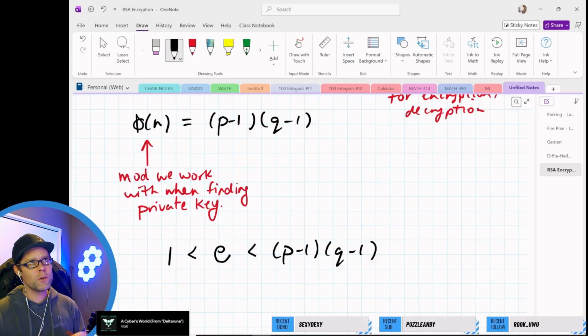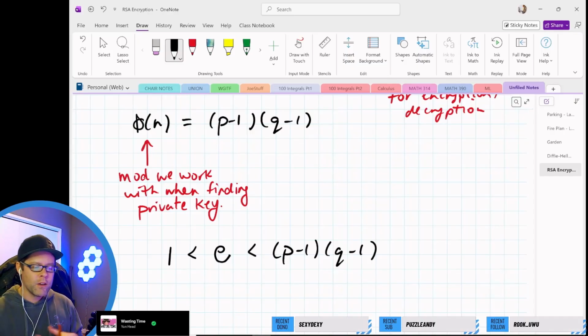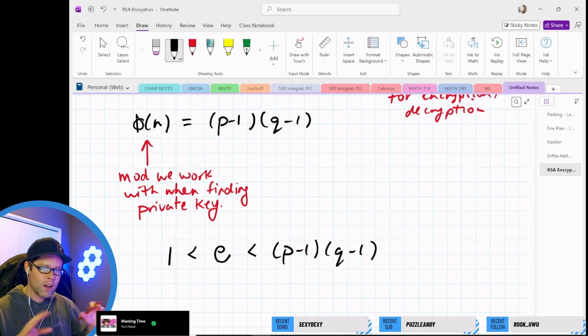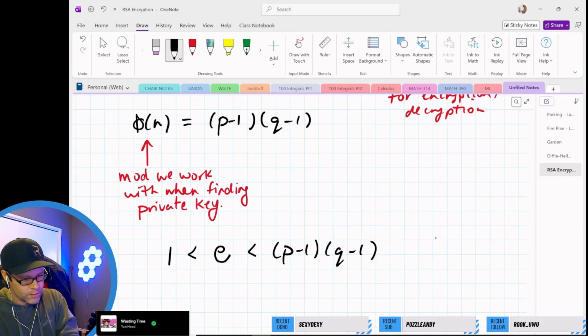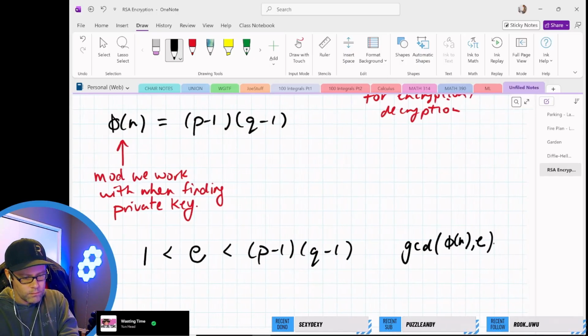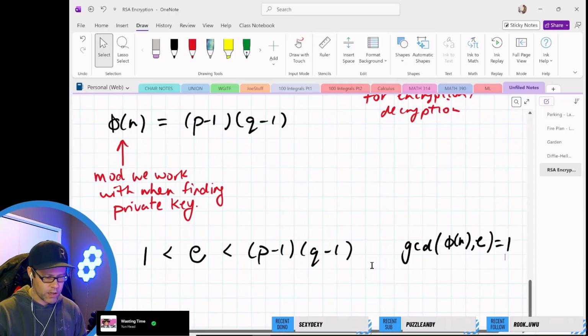So in other words, we don't want to pick the identity element of the group, and phi of n is also the identity element of the group. So the idea here is we're going to pick one of the congruence classes that's in between the identity and our largest element. Okay, so the only restriction we need here is we need the GCD of phi of n and E to be 1. So that's the only restriction that we have on E here.